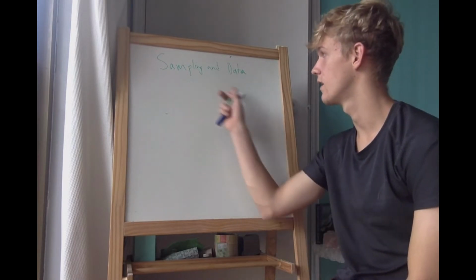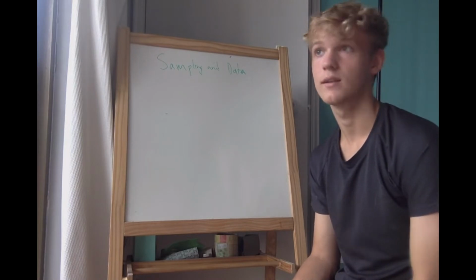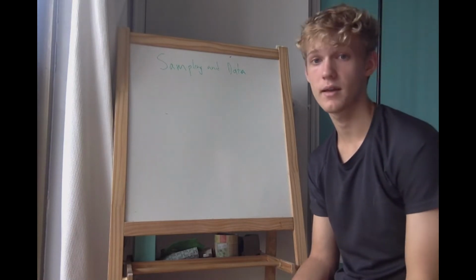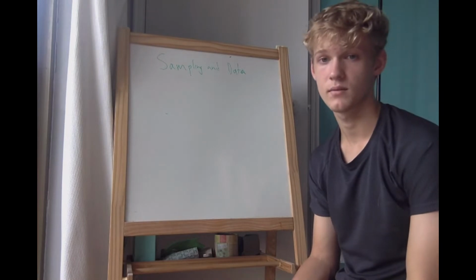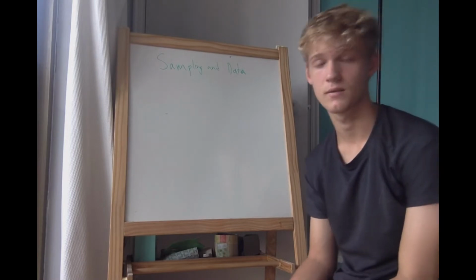This is chapter 11, sampling and data. In this video we'll be covering errors in sampling, sampling methods, the types of data, discrete, simple and grouped discrete data, and then continuous data, and that will be the video.